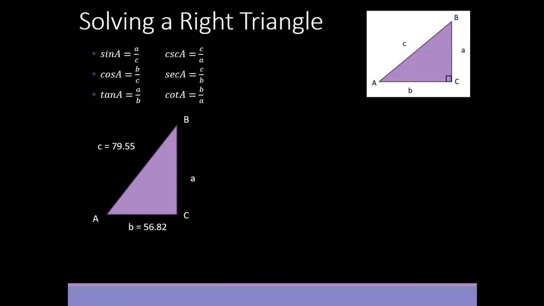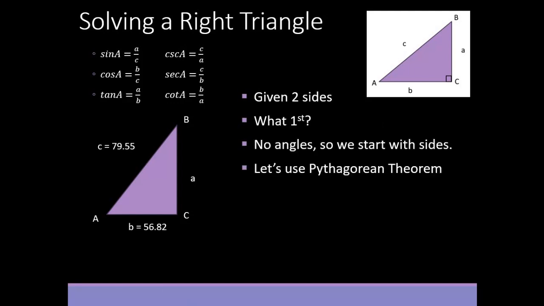Okay, here's one where we are given two sides. What do we want to do first? Well, since we're given two sides, we can do the Pythagorean theorem. So let's do that. So we have B and C. So that means we can take C minus B.